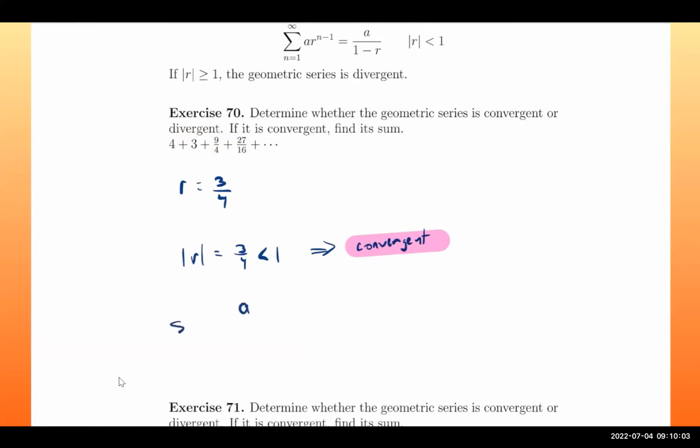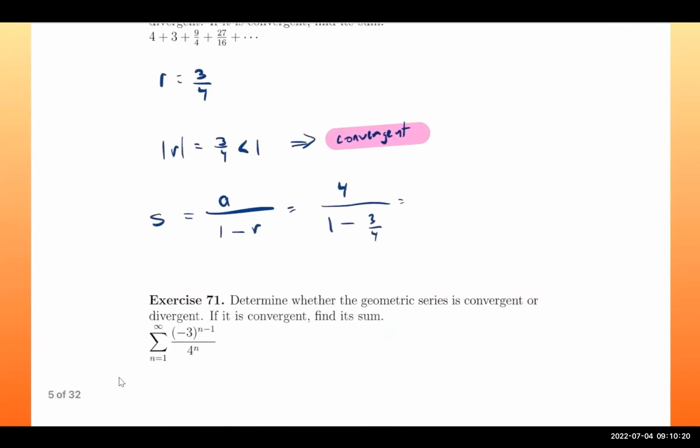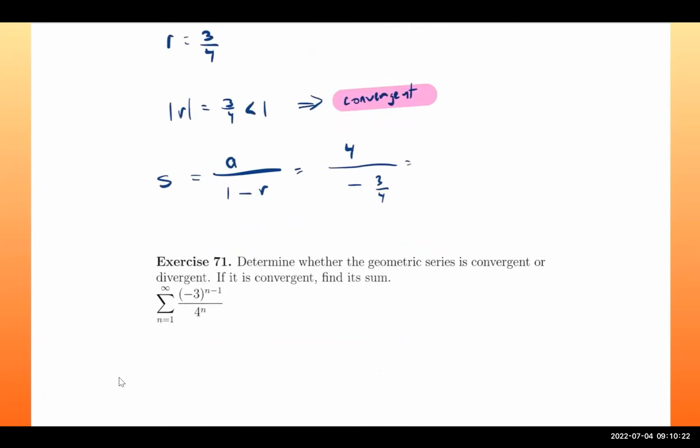The sum is given by the formula a over 1 minus r. Here it is. All right, a is the first term in the series, which is 4. And r is 3/4. So I like to change the 1 to 4/4 to make the subtraction easier. So that's going to be 4 over 1/4, which is 16.